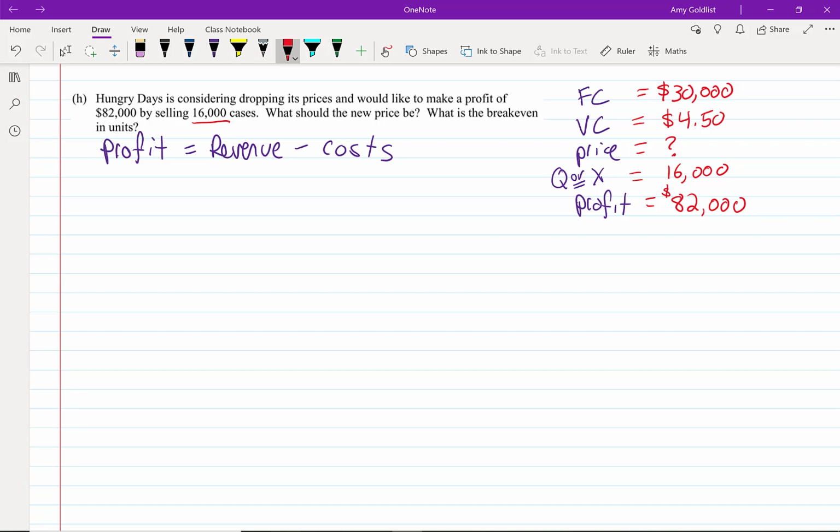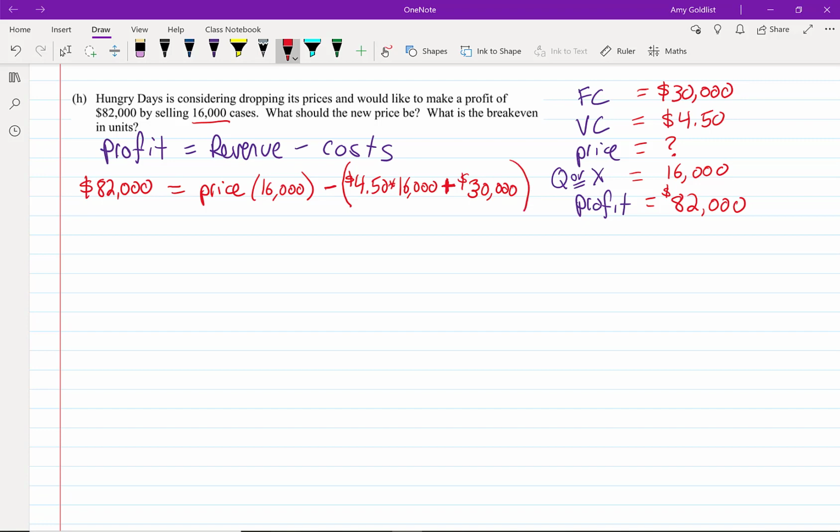So my profit is $82,000 equals revenue. Well, revenue is going to be price times X, and X is 16,000, minus the costs. Well, that's going to be $4.50 times 16,000, and let's put brackets in here, plus $30,000, our fixed costs.